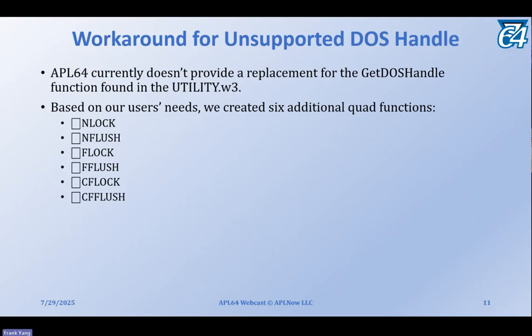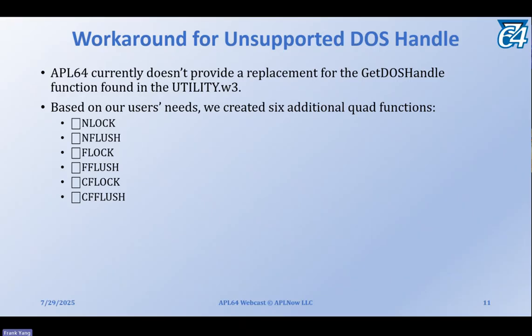In APL+Win, a program can obtain a file handle using the get.handle function provided by the utility workspace. Some users use the file handle to lock or unlock a file. Some users use the file handle to flush file buffers. Some users use the file handle to obtain file timestamps. And some users use the file handle to get other file information.